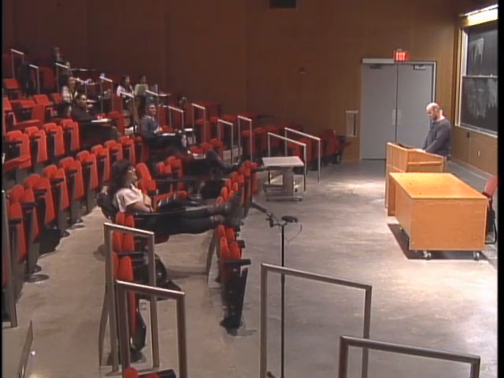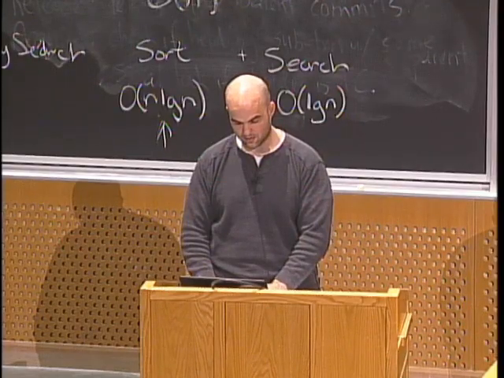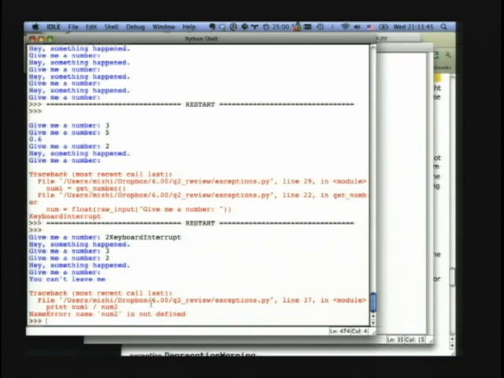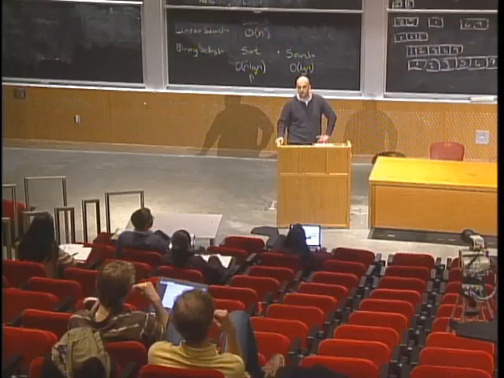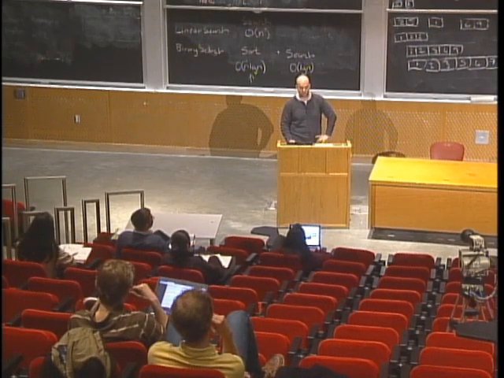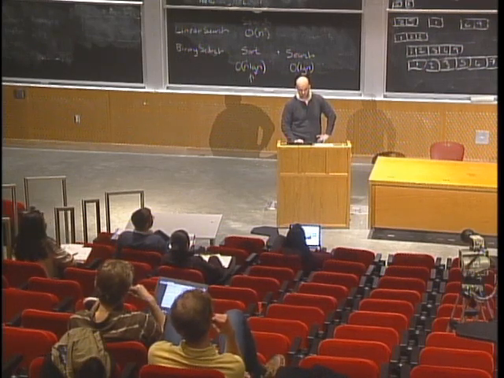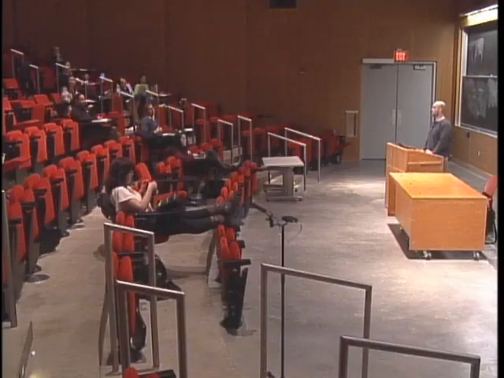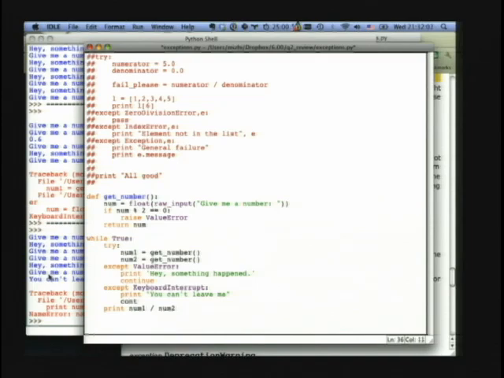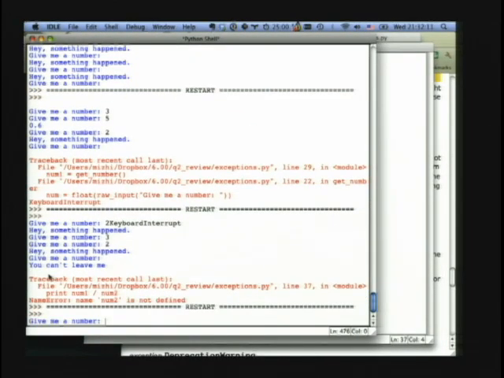Uh-oh. So something happened. Oh, wow. How did that happen? Oh, I know how that happened. What am I missing here? So I caught the keyboard interrupt, right? Oh, yeah, I didn't go to the top of the loop, so what happened is it tried to execute this, but num2 hadn't been defined. So we're going to kick me back up to the top of the loop here.